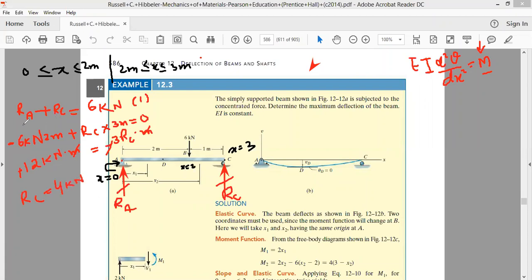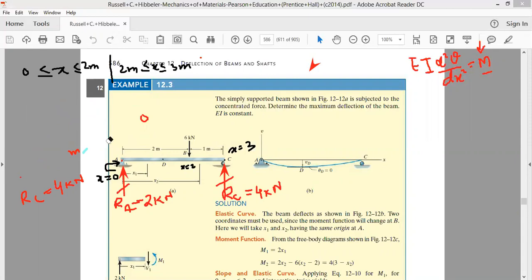Since RA plus RC is equal to 6 kilonewton, when RC is equal to 4 kilonewton, RA will be equal to 2 kilonewton from this equation. Therefore RA is equal to 2 kilonewton and RC is equal to 4 kilonewton, because the summation is equal to 6 kilonewton. So we are successful in finding the reactions RA and RC. This is in fact our step number 1. Once we have found the reactions, now we'll write the equation for the bending moment.